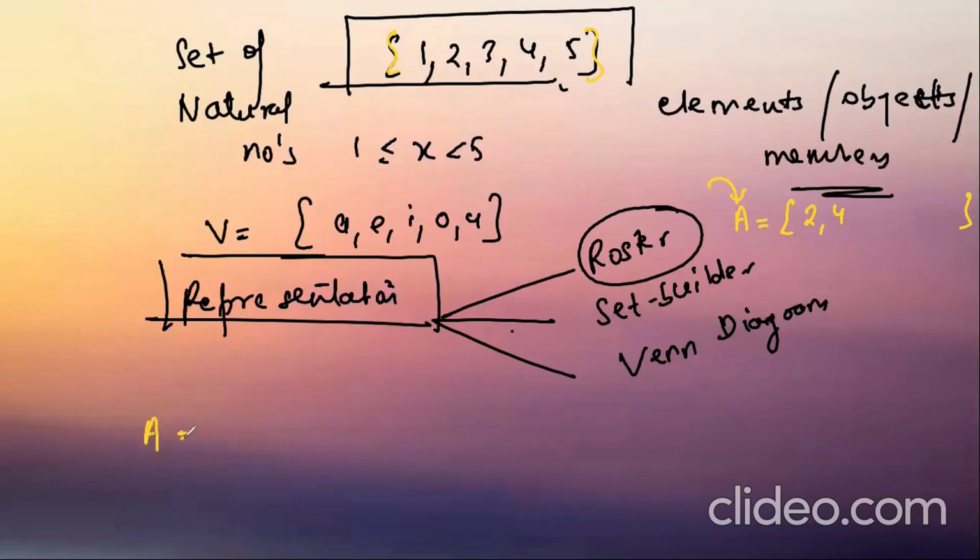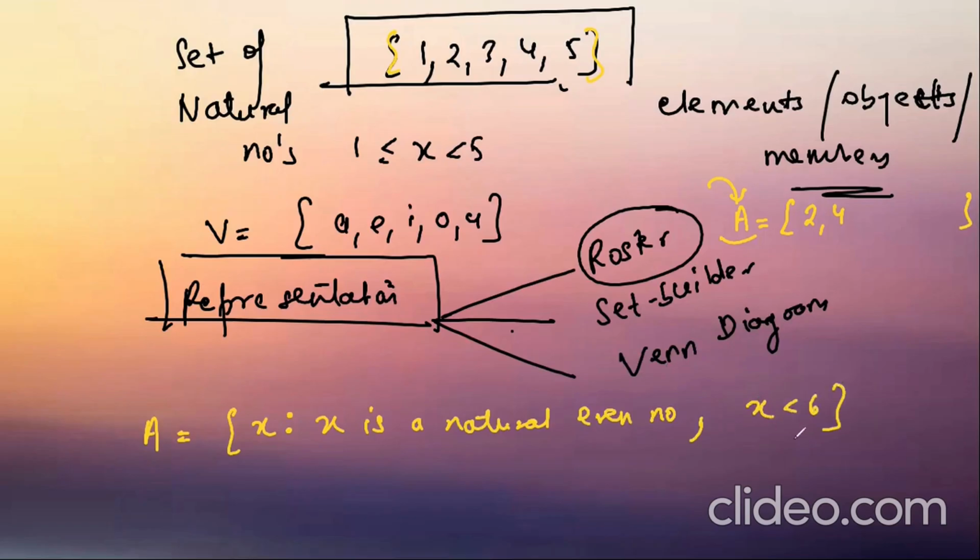So I will write A, which I represent as a set, equals curly braces every time. We are talking about the element which we take as x, y, z, whatever you want, such that x is a natural even number, with a comma, x is less than 6. So the second condition is that I am only taking the x value which is less than 6, even numbers which are less than 6.